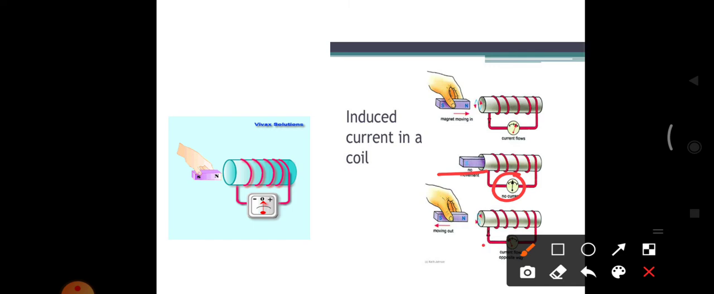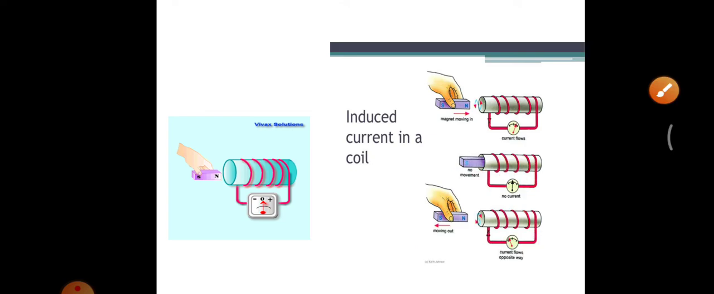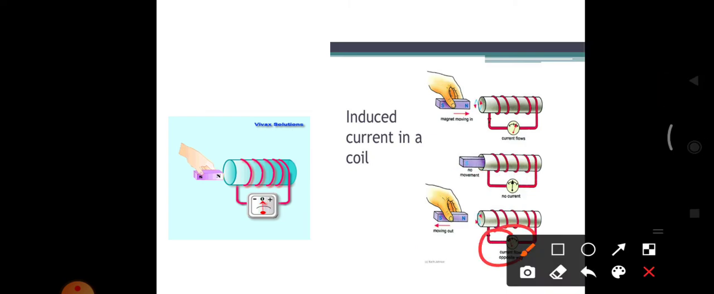When I move out the magnet, the galvanometer shows the deflection on the left side. So north inside means right. If there is no movement, there is no deflection. When we take out, the galvanometer shows left side deflection.